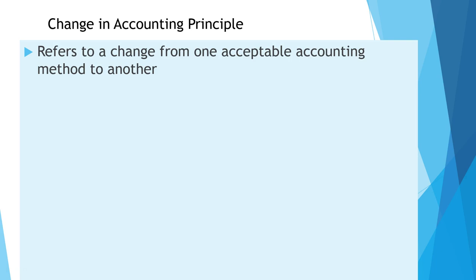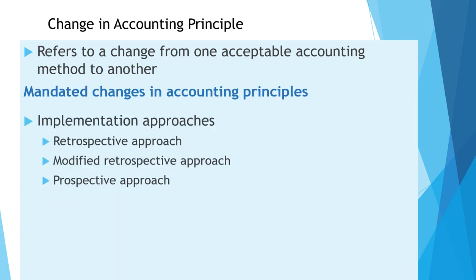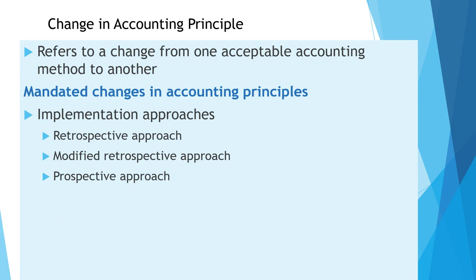Now, change in accounting principle. It refers to a change from one acceptable accounting method to another. Mandated changes in accounting principles, implementation approaches. Now, you're going to go back if you can. If you can only do somewhat, you do a modified retrospective approach, which means you go back partway, or you would just do it prospectively if you cannot go back.